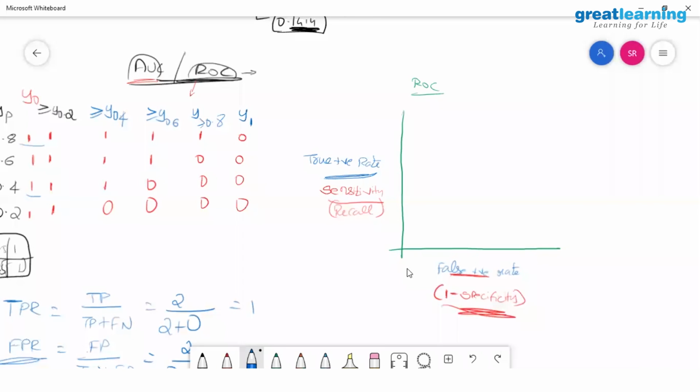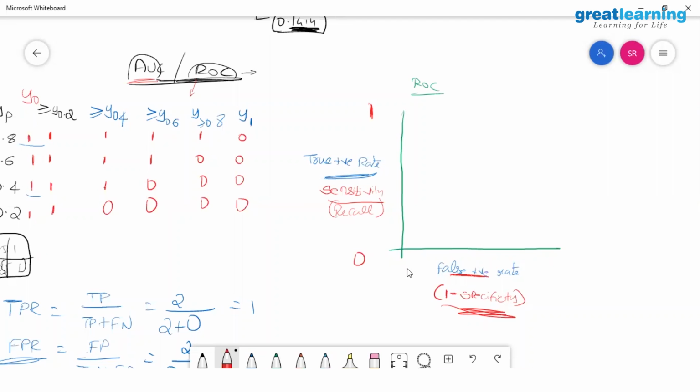What color shall I use? I'll use the red color. So where does it fall? 45 degrees. 1, 1. This is 0 and it is 1. So where does it fall now? Right top.